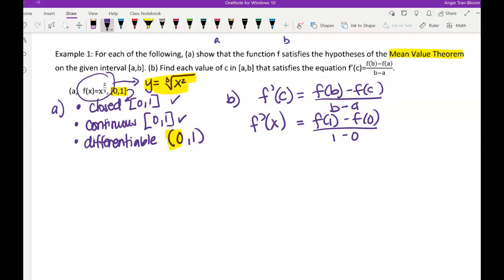So f prime, I'm going to use the power rule, so it's going to be 2/3 dropped down times x. We are going to subtract 1 from the power, so that's going to be negative 1/3. This f of 1 to the power of 2/3, guys, is going to be 1. 0 to the 2/3 is 0. Well, actually, we don't need that, right? So it's really 1 over 1.